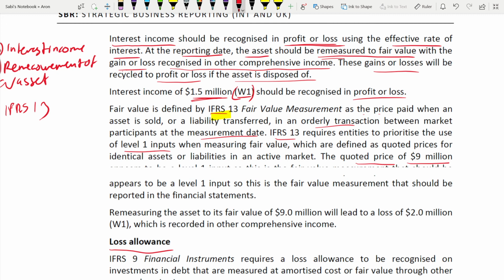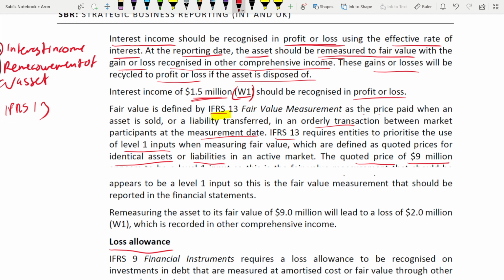Level 1 means for identical assets or liabilities. It's like identical twins. Identical cars, identical phones, same model, same color. Everything is the same. There's no difference. Take the quoted price. That is known as level 1. So in this case, you have got the quoted price as 9. This is a level 1 input.